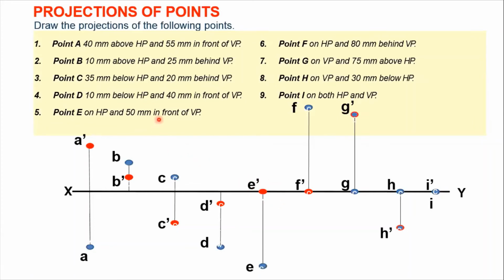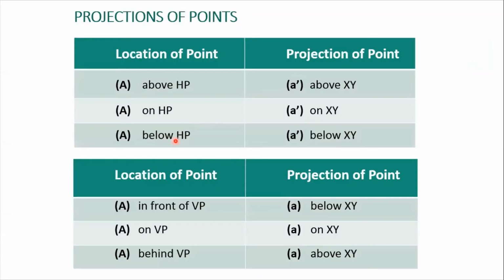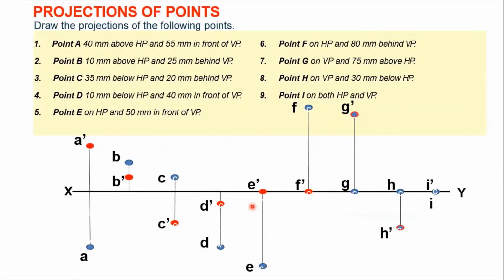Now 50 mm in front of VP. So it is with respect to VP. So we'll look for the table of VP. So in front of VP, that means we'll be having a point without dash below your XY line. So let us plot this point, which is 50 mm in front of, that means 50 mm below your XY line. So this is your point without any dash, which is your blue point, 50 mm below your point E dash.